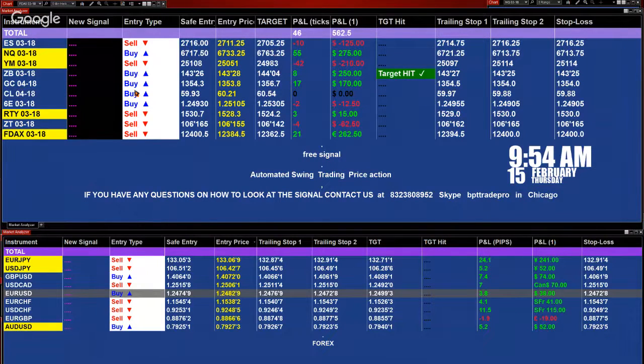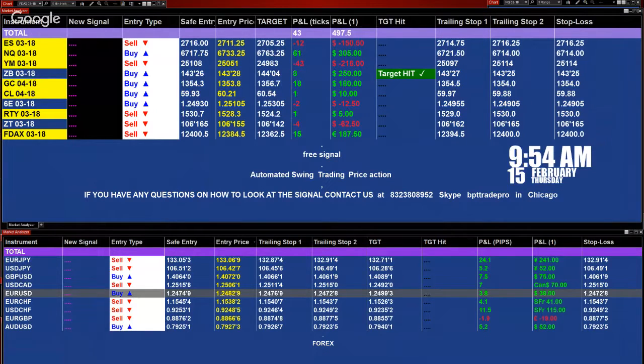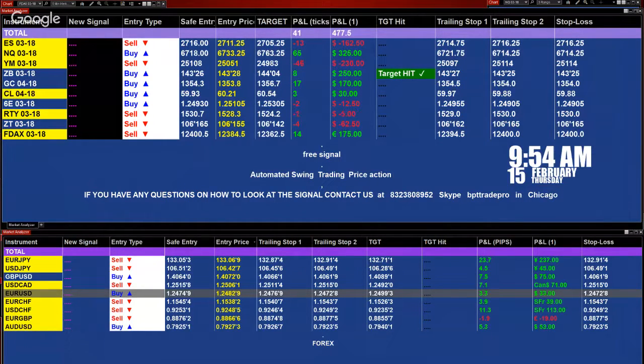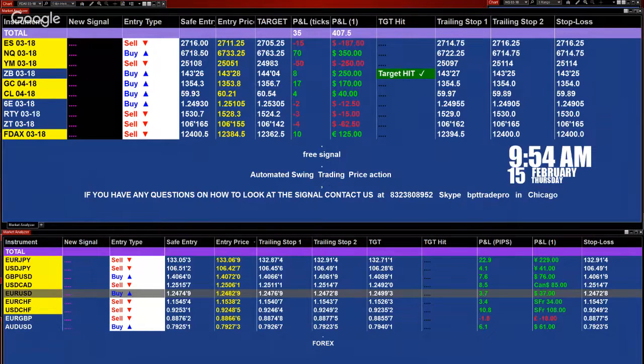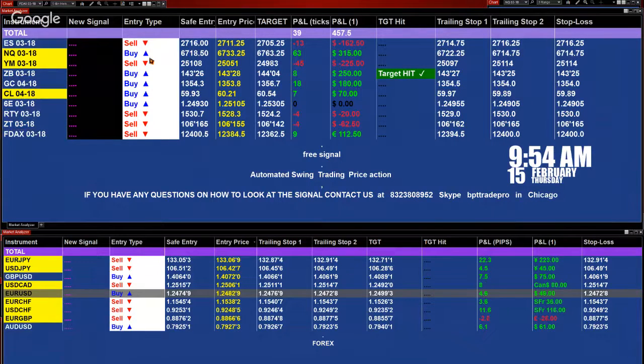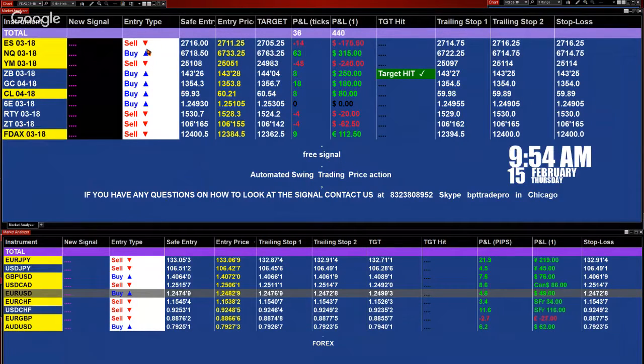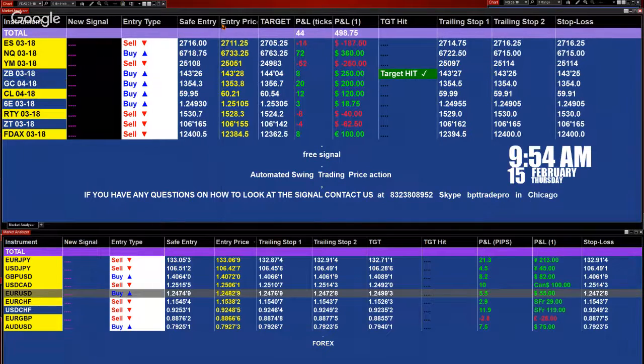What we are looking at on the top is a market analyzer with the basic signals. And when a new signal comes out, you will have it under the new signal right there, telling you which direction you are entering the market, whether it's short or long. This one here is a safe entry, on the re-entry.